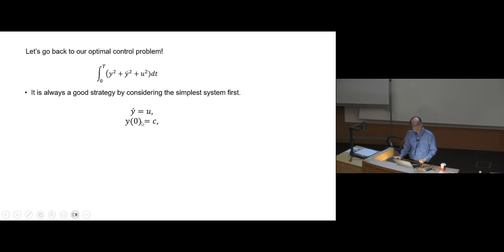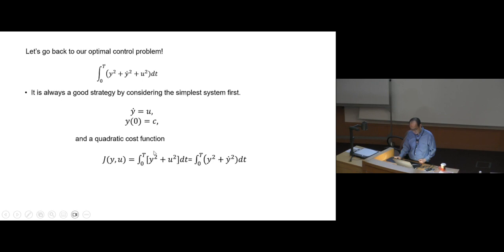There is an initial condition, y0, which you know. For this problem, the initial condition should not be 0. If the initial condition is 0, the solution is very simple. No need to do anything. The minimum value will be 0. You just let u equal 0, and then it will stay there. Of course, this one is not 0. How do we make this integral minimized?